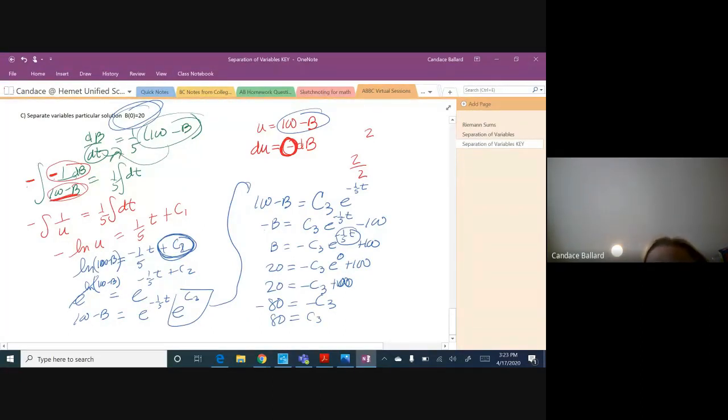I've almost got this finished. And then we're going to plug into this one right here. So b, and really we should write b sub t because that's what they asked for. B sub t equals, the negative was from the problem, negative 80 e to the negative 1/5 t plus 100.